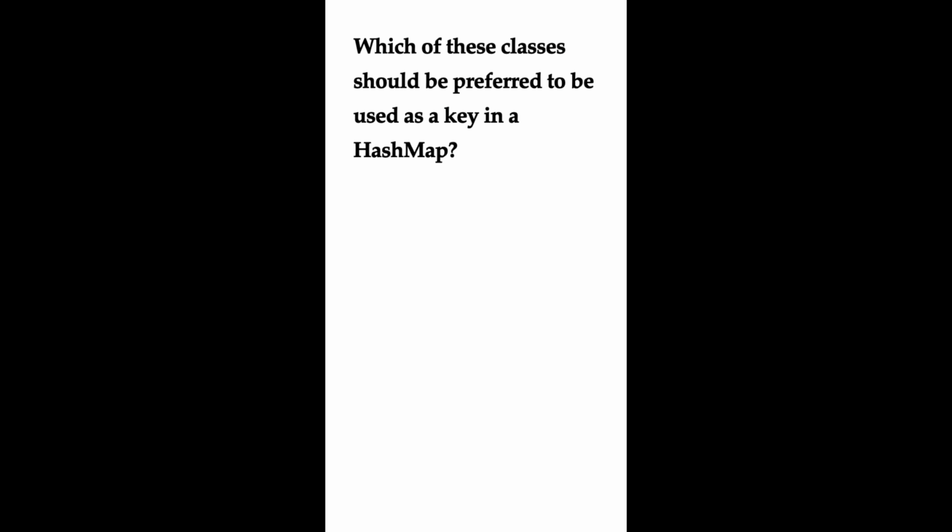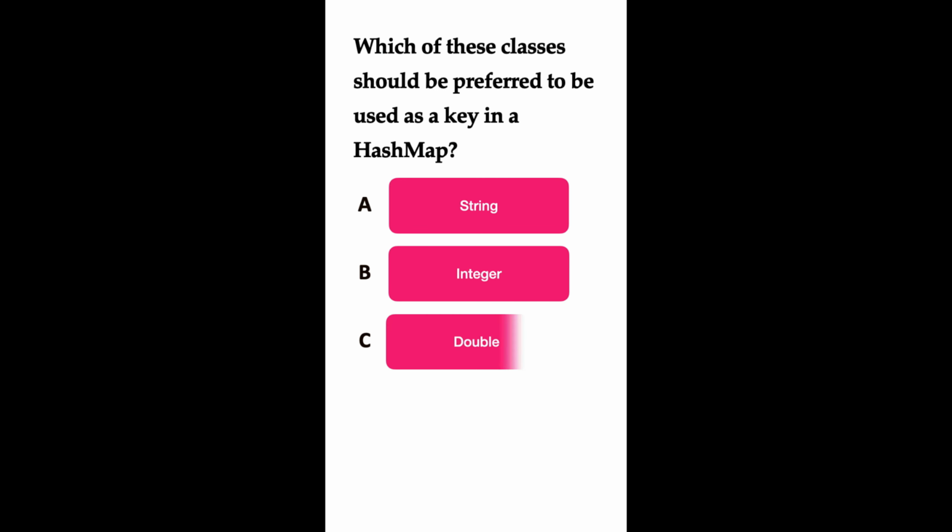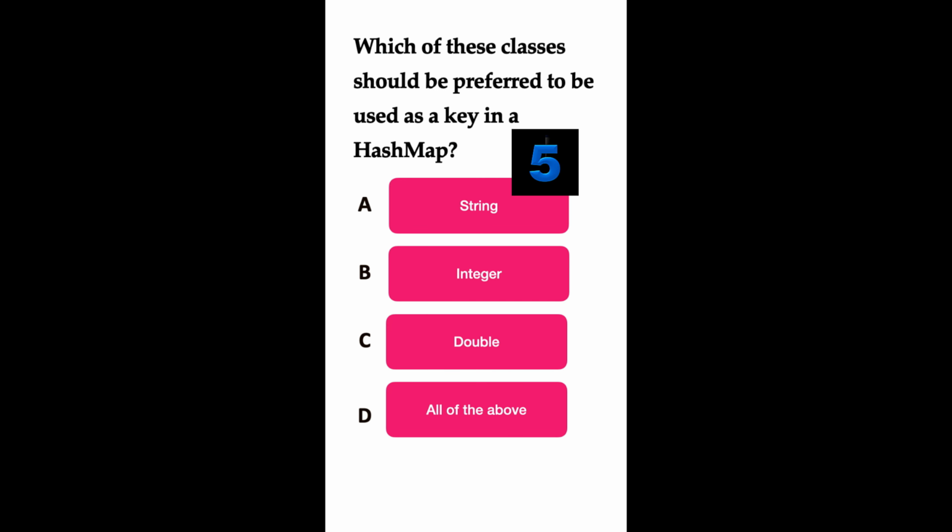Which of these classes should be preferred to be used as a key in a HashMap? Option A, String class. Option B, Integer. Option C, Double. Option D, all of the above. Well, you have 5 seconds to answer this question.